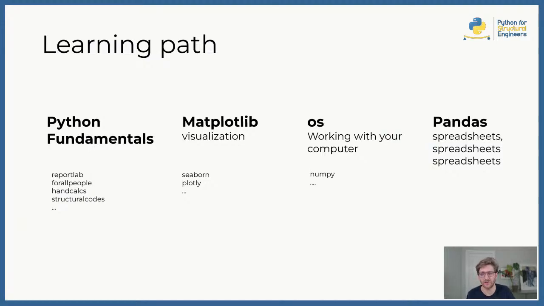And I'll just mention some other packages here that are cool to look at, like ReportLab for creating PDFs, and one for working with units. Hand calcs and structural codes are structural engineering libraries that are really quite neat and very fast to get into as well. Seaborn and Plotly are other visualization libraries that are really nice. Plotly is for interactive plots. And then if you want to work with more heavy algebra, like matrix calculations, you want to look into NumPy. And now I promised to also talk a little bit about using AI.